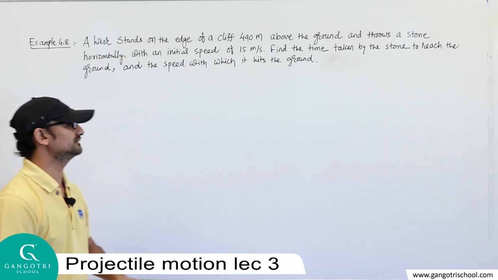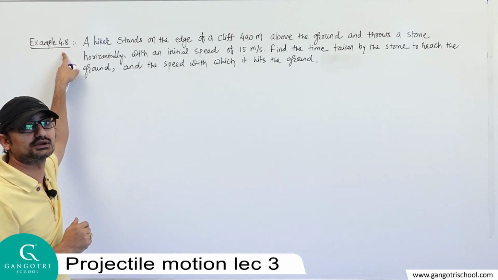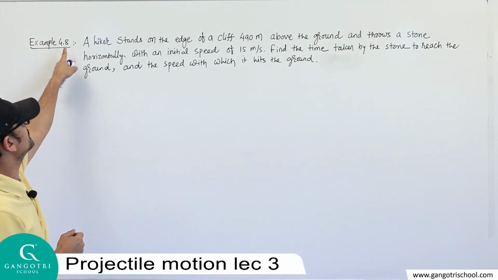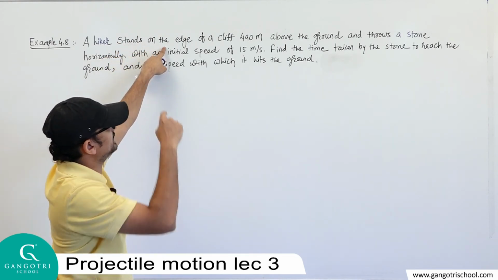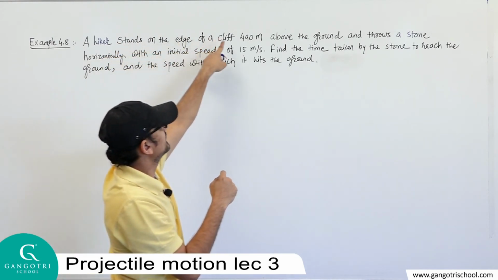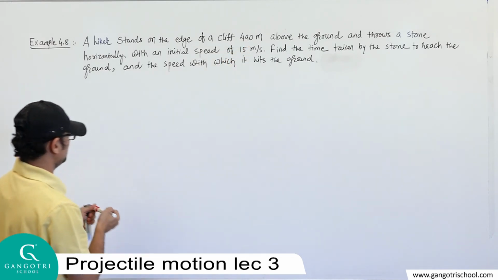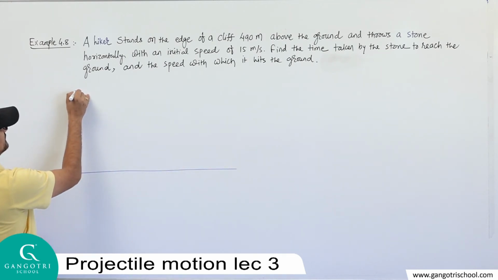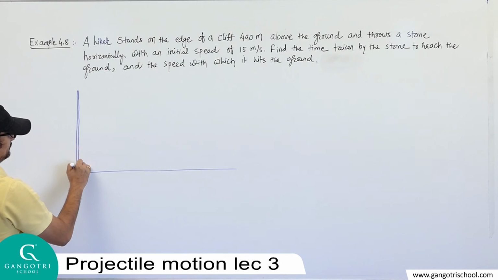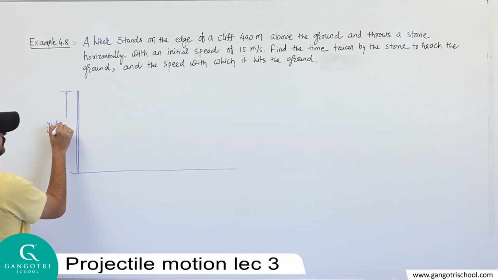Next is illustration number 8 from the textbook. The question is: a hiker stands on the edge of a cliff. That cliff is 490 meters above the ground. For example, suppose this is the ground and consider this is a cliff, and the height, meaning the y displacement, is 490 meters.